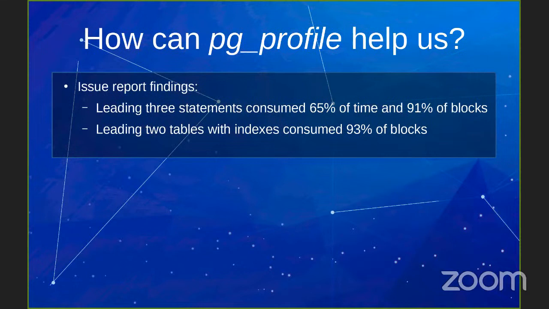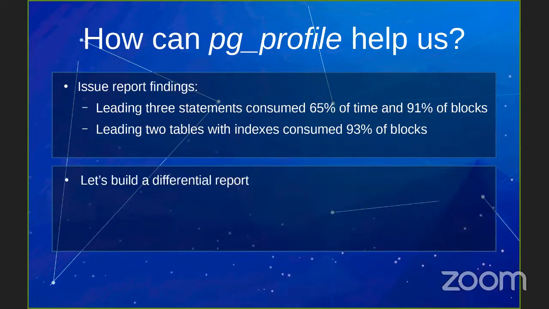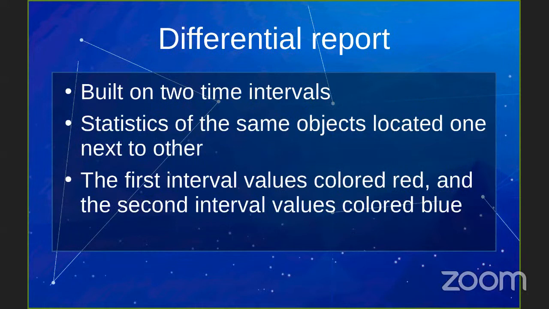So, using a report, we can locate heavy queries and hot objects for some time period in the past. But there's more. We can build a differential report. A differential report is used to compare the workload of 2 time intervals. The same statistics are located nearby and highlighted, making it easy to compare. I'm going to show it right now.